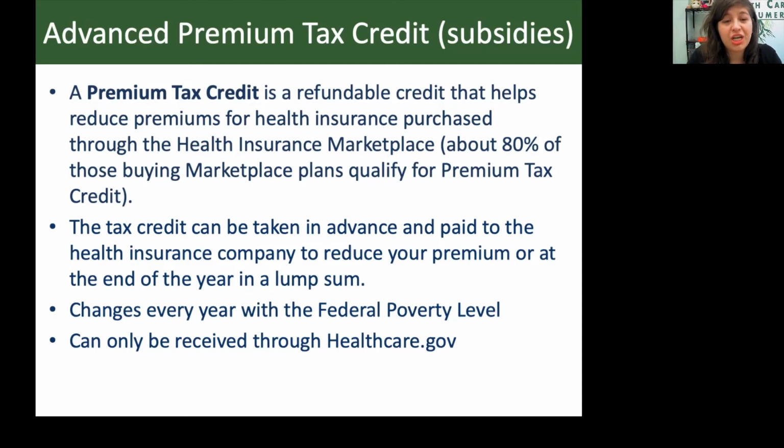The subsidies change every year based on the federal poverty level, which slightly increases every year. And you can only get a subsidy through healthcare.gov. So even if you were interested in buying an individual plan, you would still have to go through healthcare.gov to actually get the financial assistance for it. Sometimes brokers can help you with healthcare.gov and go through the marketplace with you. But if you were to go directly to a broker and ask for off-marketplace plans, you would not be able to get a subsidy for those plans.